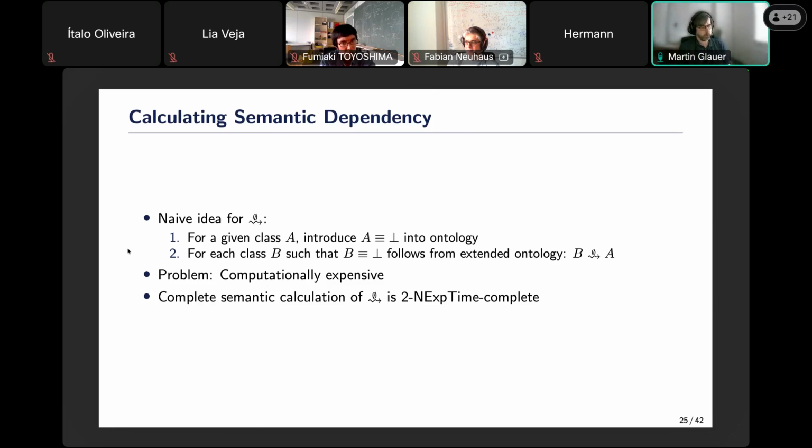The problem is, this is really computationally expensive. This would be a whole reasoning task for every single class in our ontology. Unfortunately, one of our students was able to show that this is not just an artifact of the naivety of this idea, but this is actually a property of the emptiness dependence itself. A full, complete calculation of emptiness dependence is actually 2NExpTime-complete. So really expensive. We probably don't want to do that either.